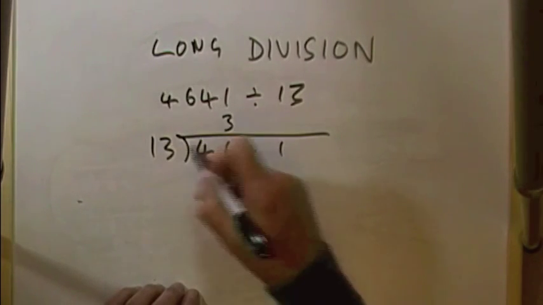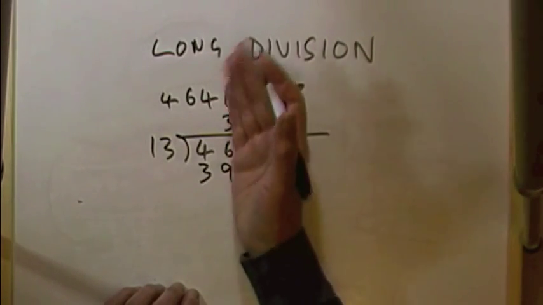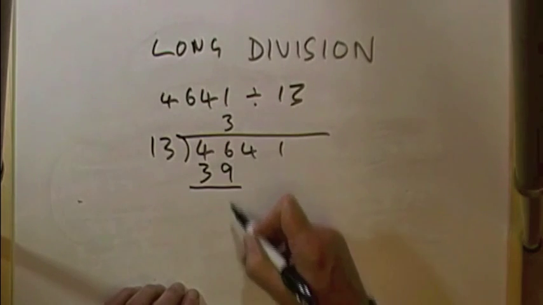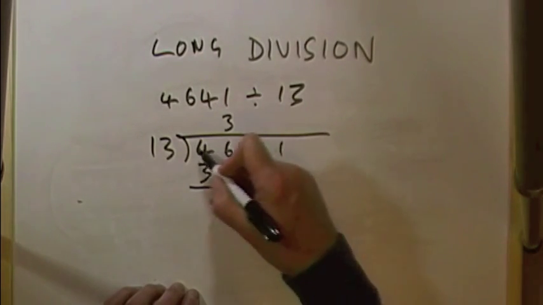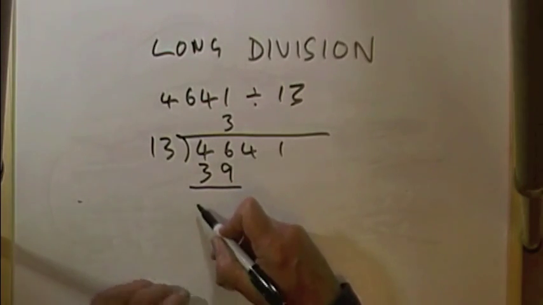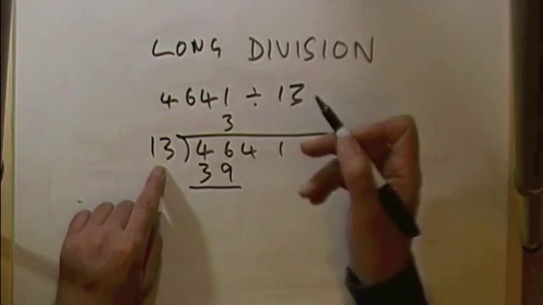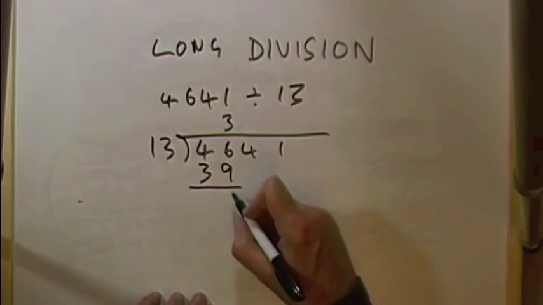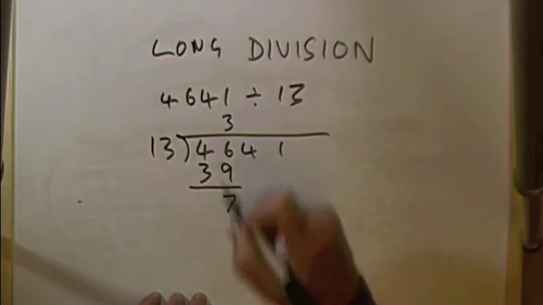3 3s are 9, 3 1s are 3. Remember, I'm just dealing with the hundreds. And as long as that number is smaller than the number I'm going into, it's definitely going in. And as long as there's not too much left over, I can't have 13 left over or more, or it would go again. Then I do my subtraction, there's 7 left over, perfect.